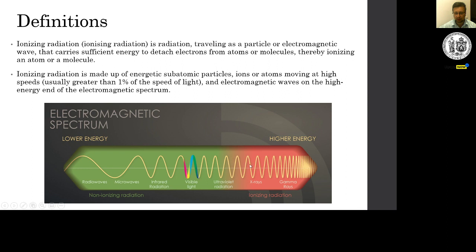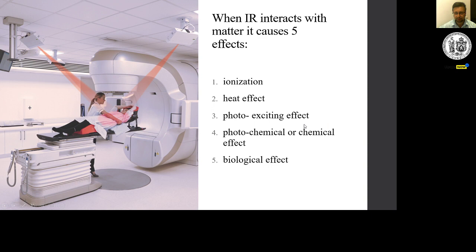As you can see on this diagram, you can see the non-ionizing radiation spectrum and the ionizing radiation spectrum of the electromagnetic different types of waves. When ionizing radiation interacts with matter, it causes 5 different types of effects. First is ionizing, the second is heat effect, photoexciting effect, photochemical or chemical effect, and biological effect.